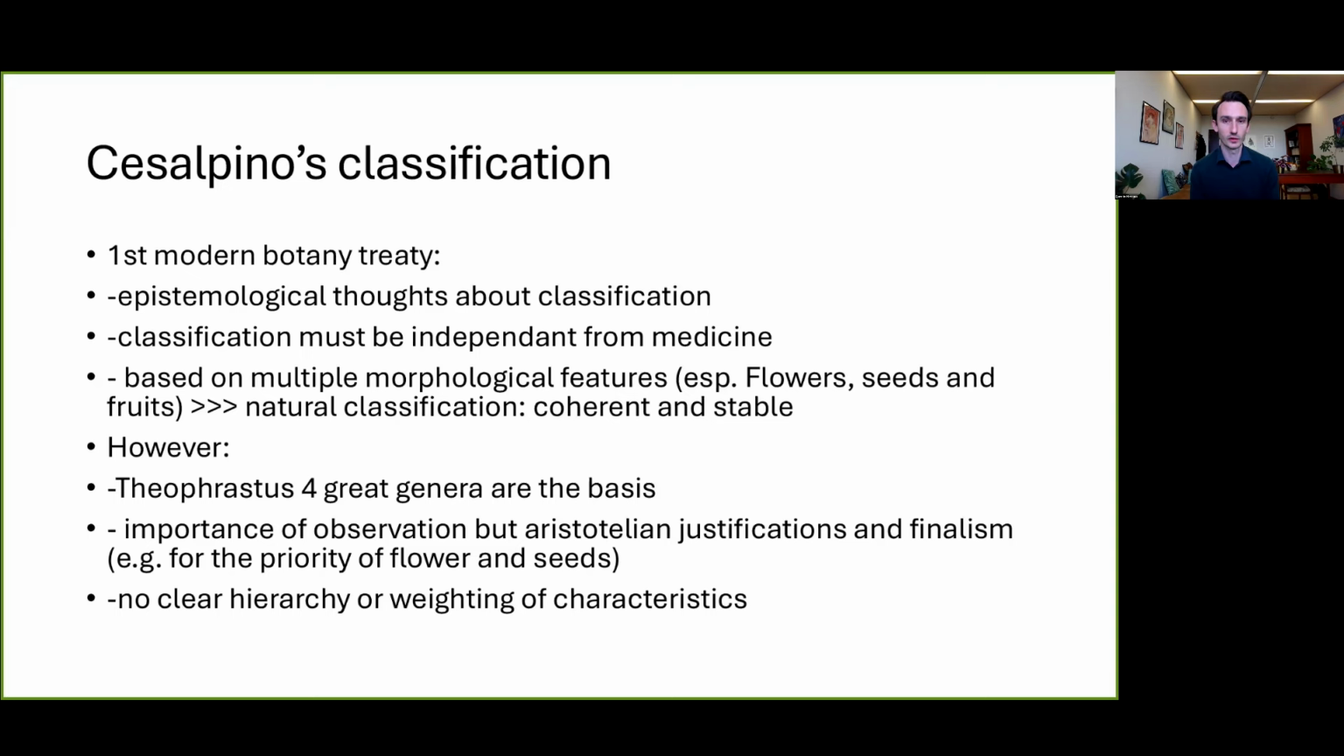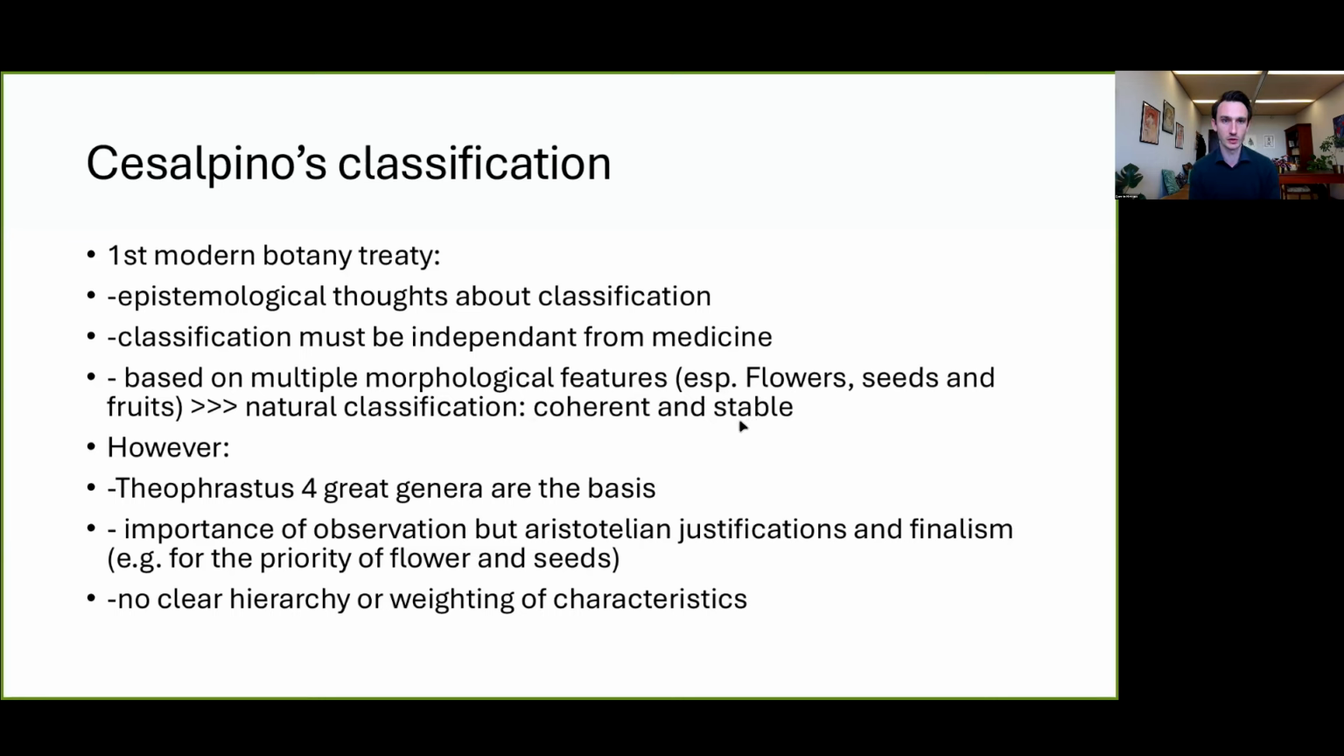That means a kind of coherent and stable system of classification, because there were a lot of different characteristics that lead to build more stable affinities between families of plants. But at the same time, as we've already said, it was really influenced by Theophrastus' classification, and especially the four great genera division at the basis of the plant kingdom. So in a sense, it biased also the endeavor of building this new kind of classification.